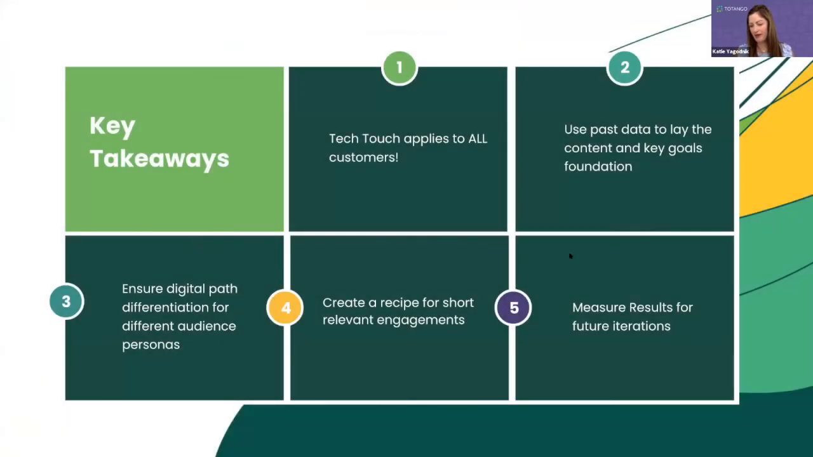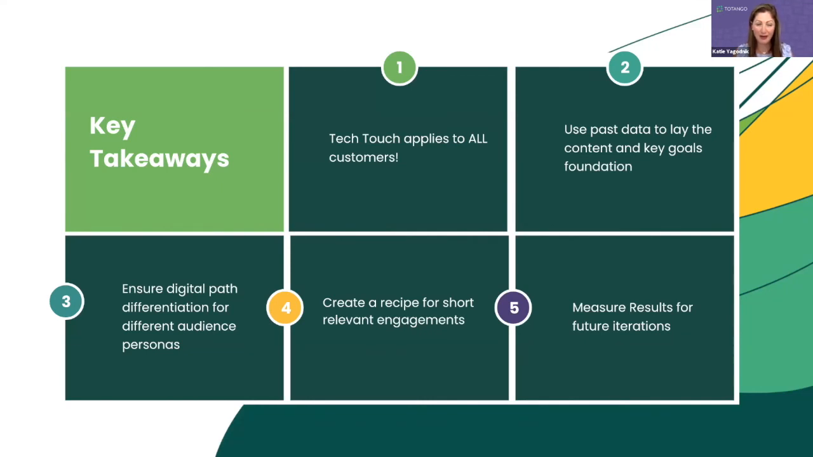So I know that we are coming close to the end of our time together. And so a couple of things that I just wanted to reiterate from the game plan we had presented for how to create a winning tech touch strategy. And that is that tech touch really does apply to all customers. When you're starting out, don't boil the ocean. Make sure you take a specific customer segment, use past data to lay the content and key goals for the foundation. So then you can look at that and see how you can apply that tech touch to all of your customers.